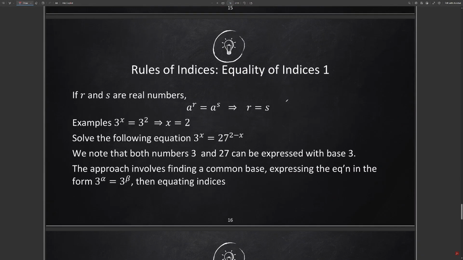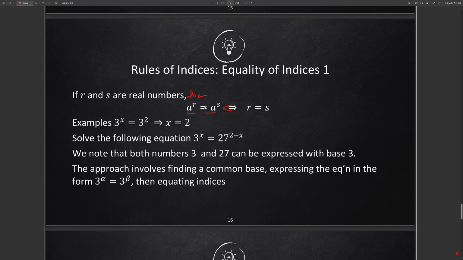Now we reach where all the rules from before, this is where we're going to use them. If r and s are real numbers, then a to the power of r is equal to a to the power of s implies that r is equal to s. And we could even do a biconditional and say if and only if, right? Because if this happens, then this happens, and if this happens, then this happens. But once again, notice that the bases must be the same.